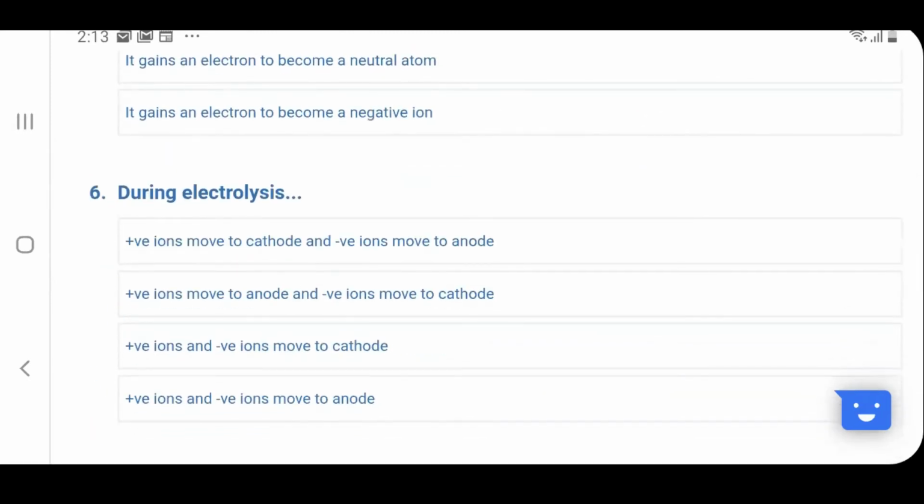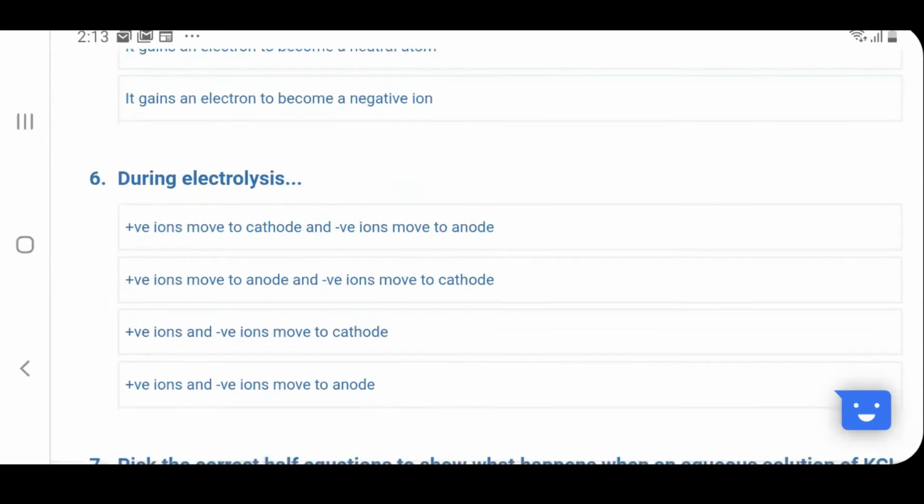During electrolysis, positive ions move to the cathode and negative ions move to the anode. Or positive ions move to the anode and negative ions move to the cathode. Or positive ions and negative ions move to the cathode. Or positive ions and negative ions move to the anode. I would have outlined to you what happens during electrolysis. So the answer is looking at you right here.